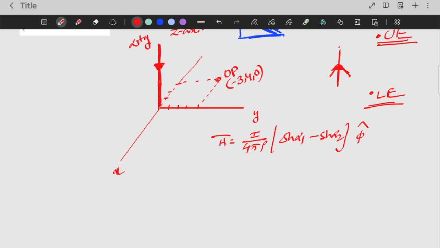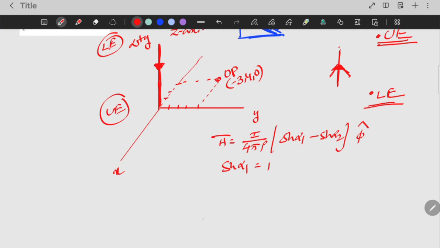Then, can you draw a line from the observation point towards the lower end? No, this is the lower end now. This is the upper end because the lower end is at infinity. So the sin alpha 1 will be 1 because alpha 1 is 90. We can take sin alpha 1 is 1. What about sin alpha 2?